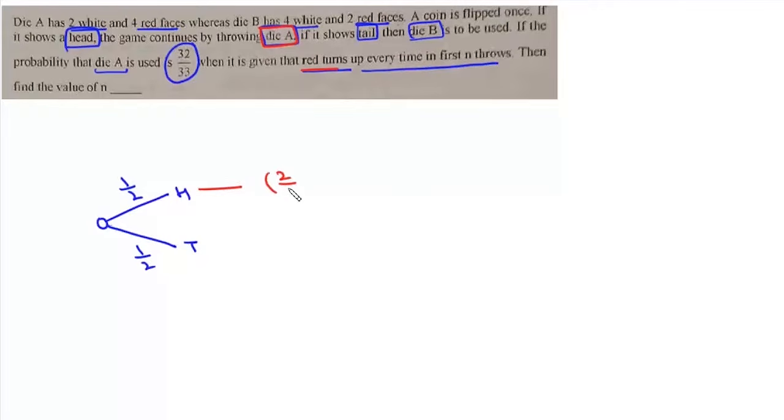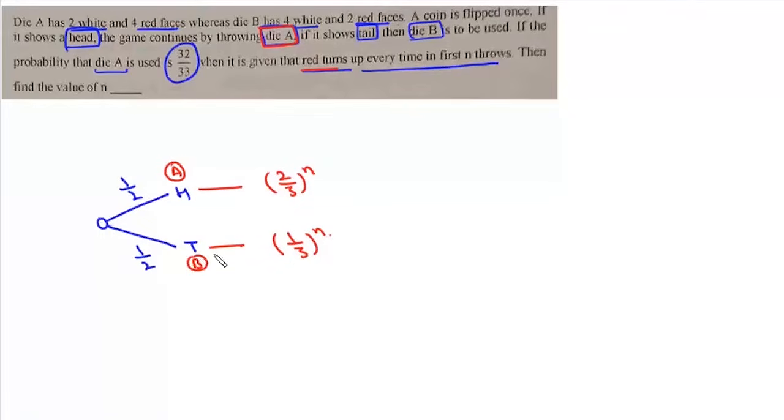So this probability will be 2 by 3 to the power n. And if it is tail, then we roll this die B which has 4 white and 2 red. Now getting all n reds is 1 by 3 to the power n. Now this is for die A and this is for die B.